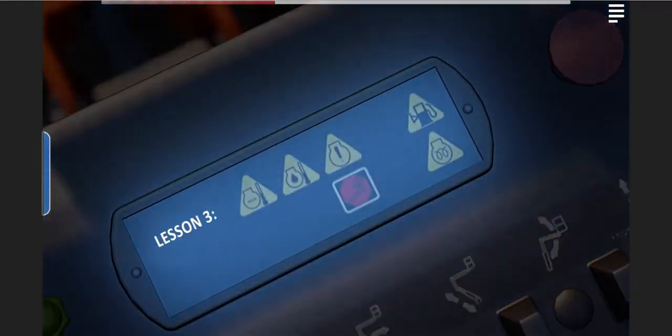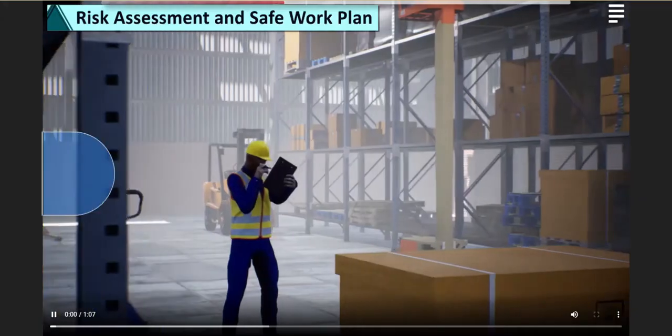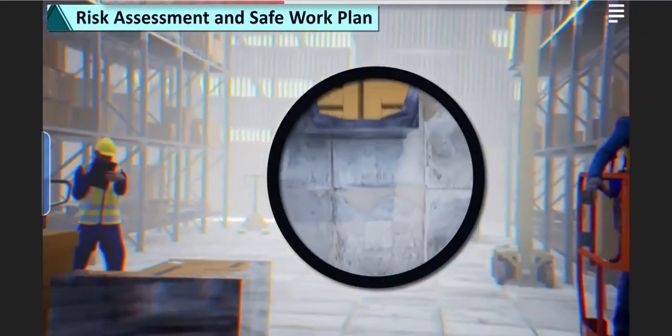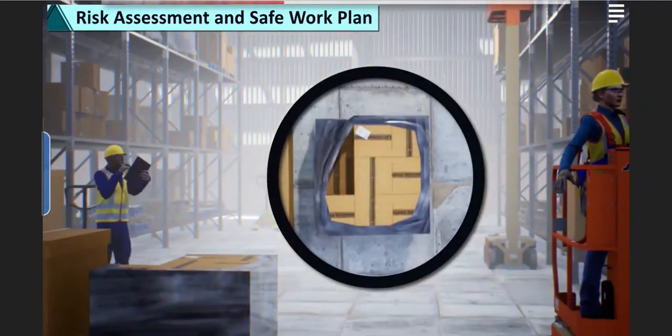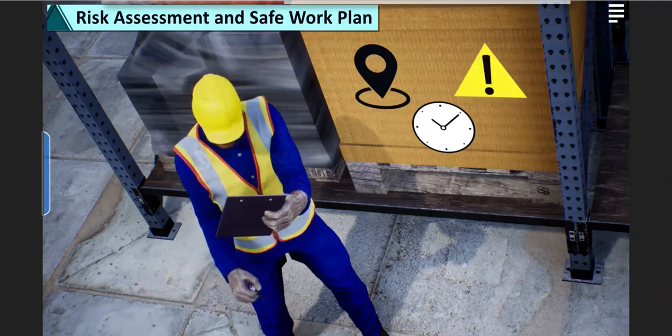Lesson 3. Setup and pre-work procedures. Before using a MEWP, a qualified person must perform a risk assessment that identifies the task to be undertaken, along with the location and timing and all associated risks.